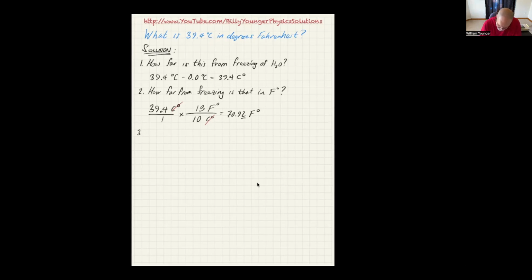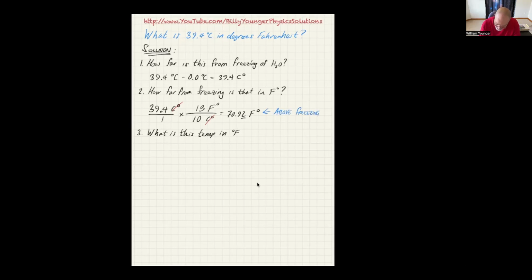Now, I want to return this. In other words, I know how far in Fahrenheit this temperature, 39.4 Celsius, was. I know how far it was from freezing in Celsius. Now I know how far it was from freezing in Fahrenheit. So I want to say, what is this new temperature in degrees Fahrenheit? And all I have here is 70.92 degrees above freezing. And I mean freezing, of course, of water.